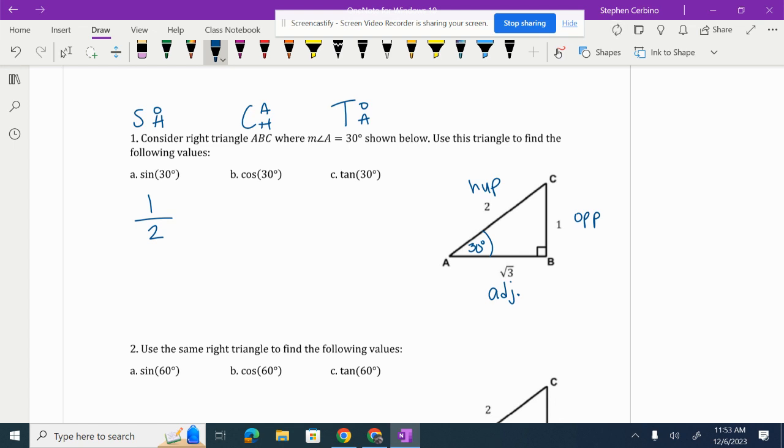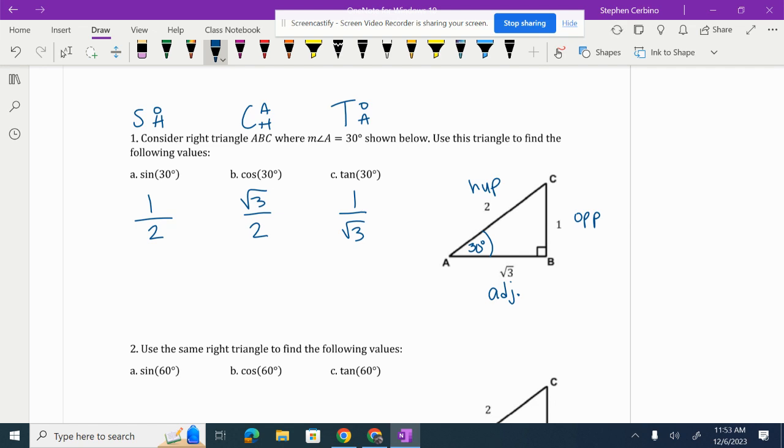For cosine, the ratio is going to be the adjacent side over the hypotenuse. So the square root of 3 over 2. And for tangent, we're going to have the opposite side over the adjacent side. So 1 over the square root of 3.